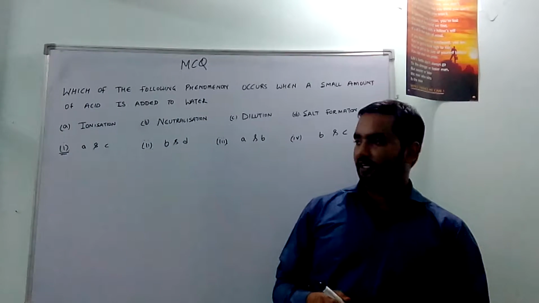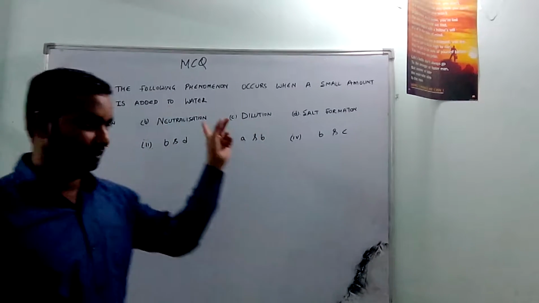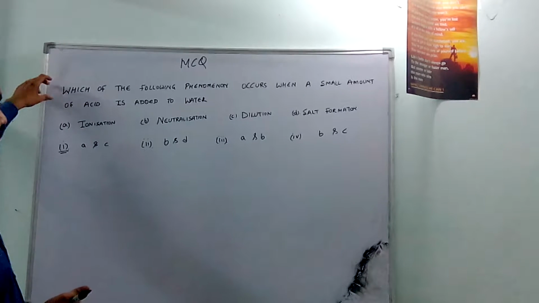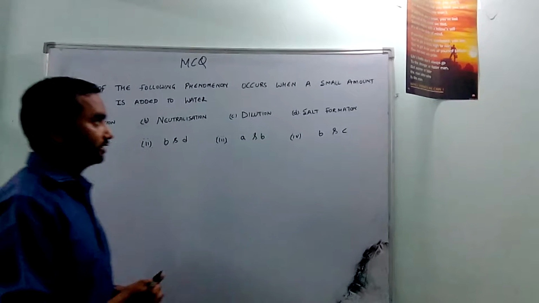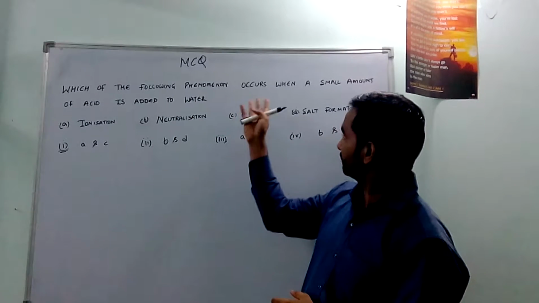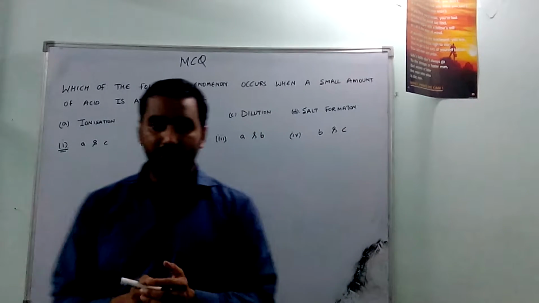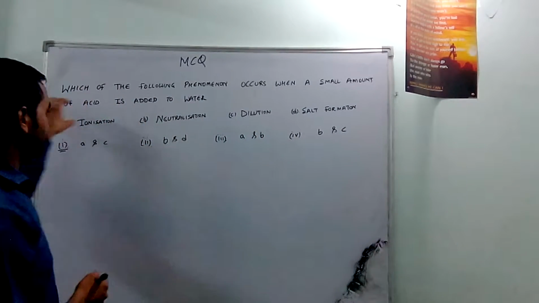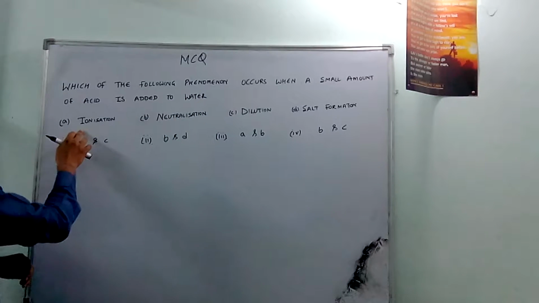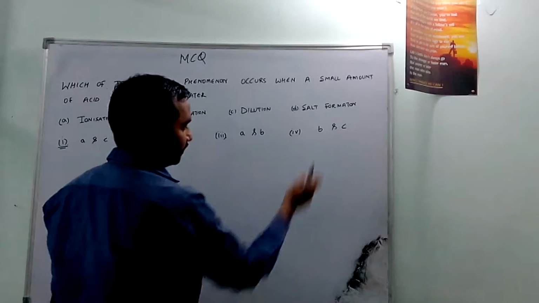Myself Hitesh Pathak, and today we are going to discuss our next question in the series of multiple choice questions from acid, base and salt. The question is, which of the following phenomena occurs when a small amount of acid is added in water? The phenomena are ionization, neutralization, dilution and salt formation.